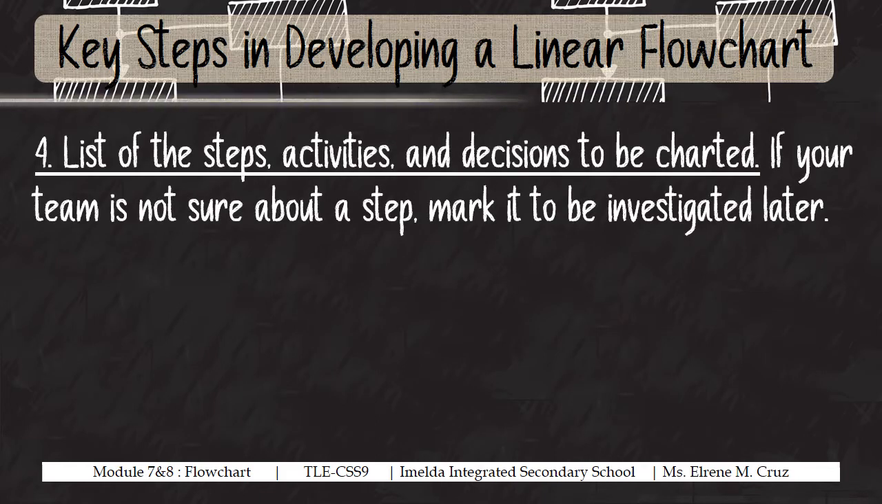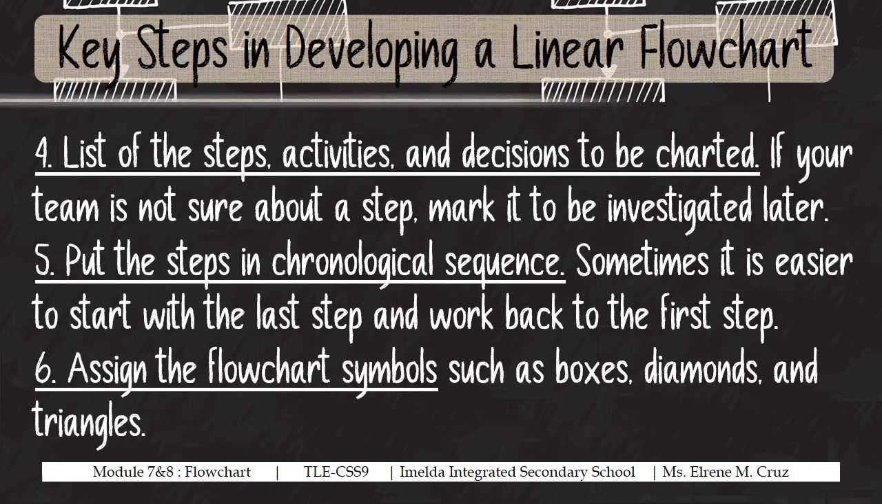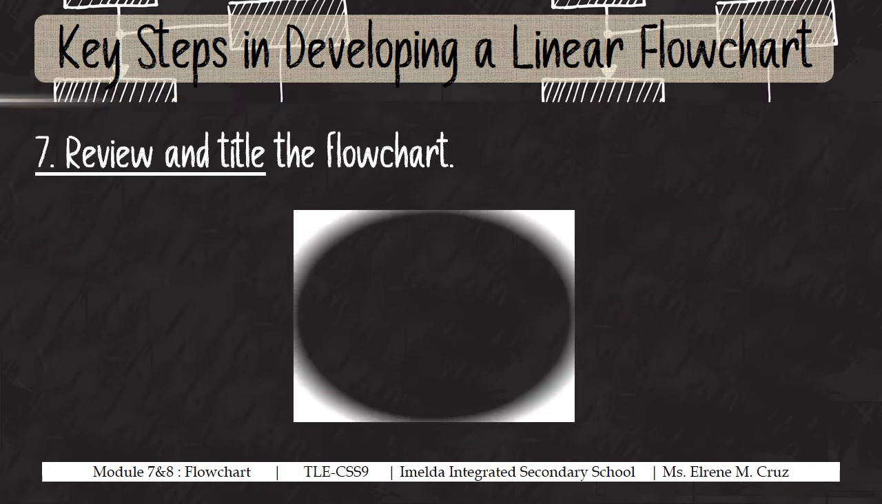Fourth is the list of the steps, activities, and decisions to be charted. If your team is not sure about a step, mark it to be investigated later. Next is to put the steps in chronological sequence. Sometimes it is easier to start with the last step and work back to the first step. Next is to assign the flowchart symbols, such as boxes, diamonds, and triangles. And lastly, review and title the flowchart.